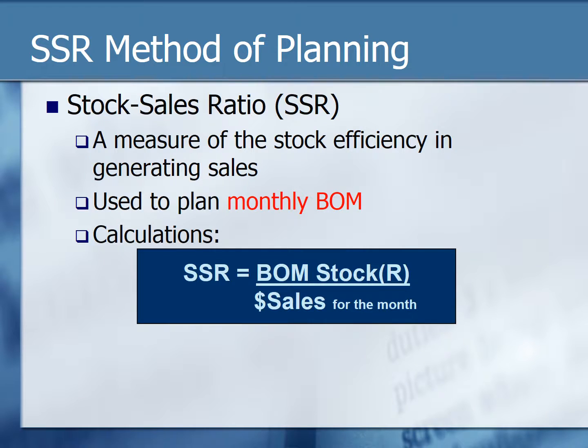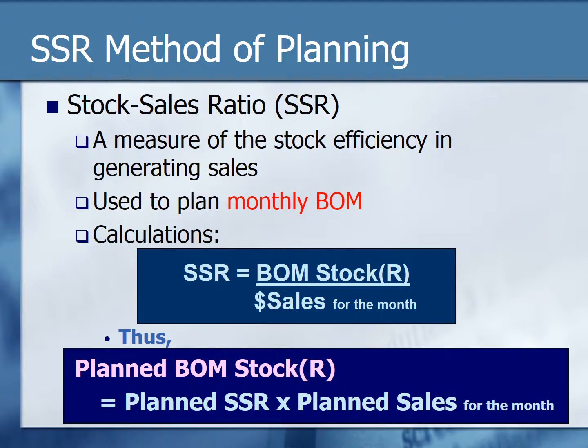The formula to calculate SSR is: SSR equals BOM stock level at the retail value divided by the sales of that month. If you remember, BOM means beginning of month. So it's the beginning of month stock level divided by sales of that month. SSR is basically the ratio between the beginning of month stock level of a month and that month's sales.